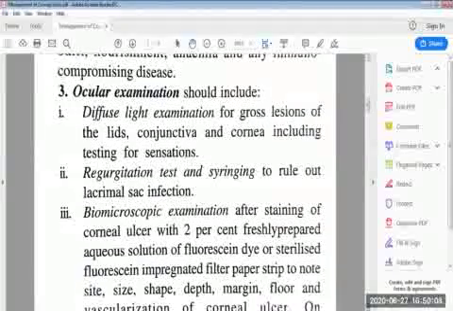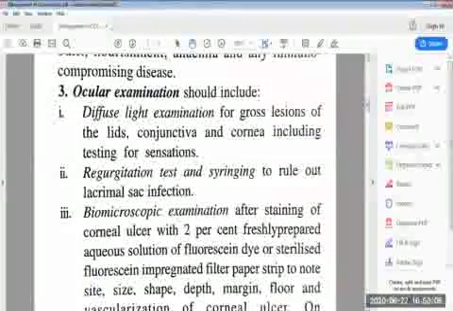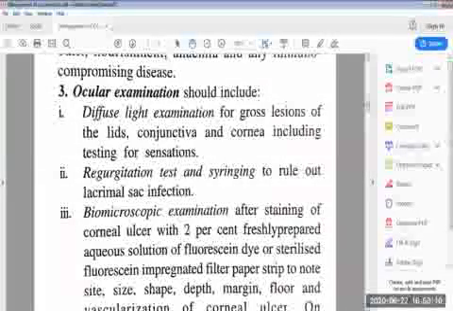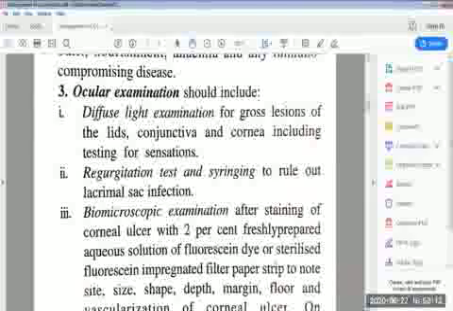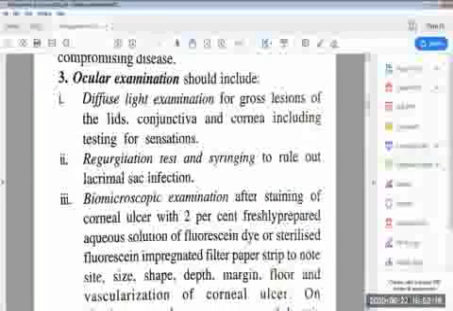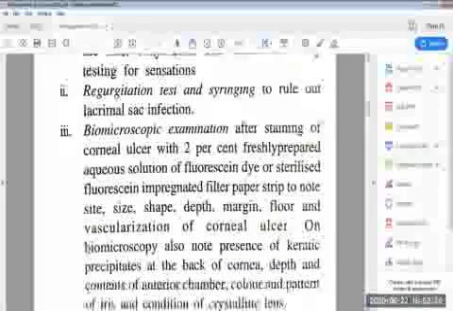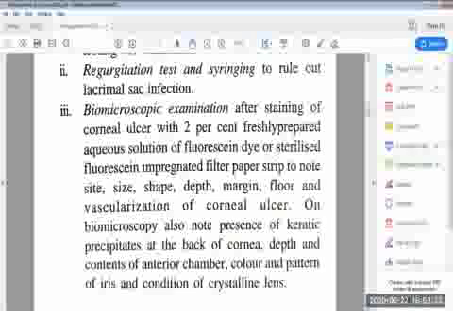We should include the diffuse light examination for gross lesions of the lids, conjunctiva, and cornea, including testing for sensations. Then regurgitation test and syringing to rule out lacrimal sac infection. The patient may have chronic dacryocystitis. To rule out that particular disease of the lacrimal sac, we have to do the regurgitation test and the syringing.